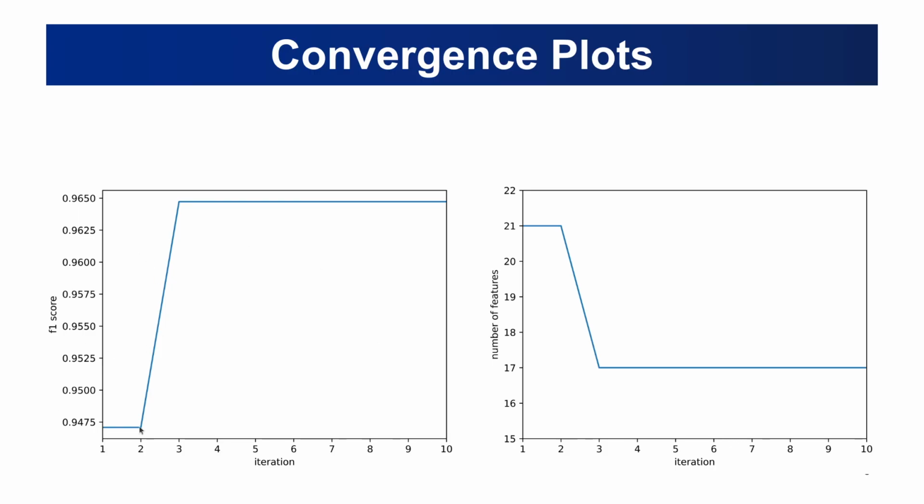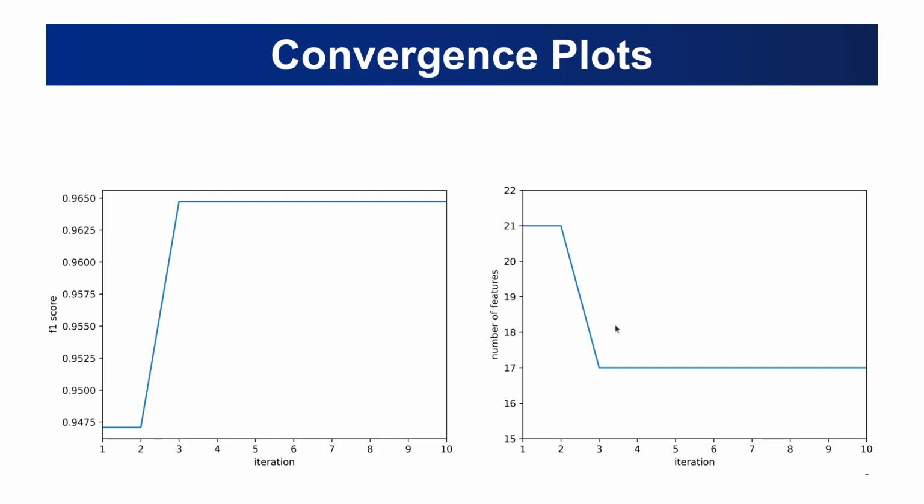So here I have the F1 score and the number of features. Here we see that iteration 1 is 0.94, and then it improves in iteration 3, and it stays consistent for some time. So this also lets you know how the algorithm is doing, and whether it has improved over time or performed well. This is for the F1 score, that's the predicted performance.